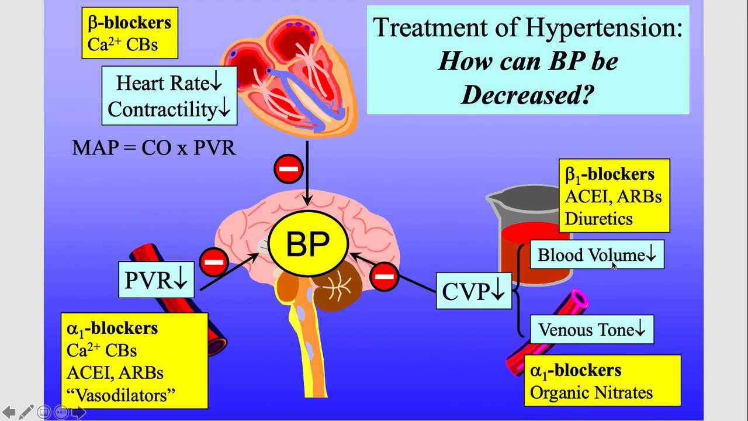For blood volume, we can use beta blockers. There are beta-1 receptors in the kidney which stimulate the release of renin. So if we block that beta-1 stimulation of renin release, we can decrease blood volume, which will decrease that preload. It will decrease that venous reservoir, right? And ACEs and ARBs as well will stop angiotensin and aldosterone from the kidney. And diuretics, or things that make you pee, will make you pee out your blood volume. So you'll end up with an overall decrease in blood volume and decrease in blood pressure.